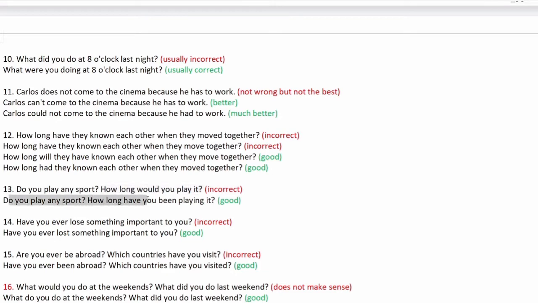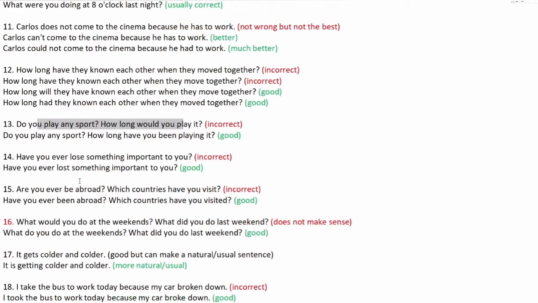So, do you play any sport? How long have you been playing it? Right. For example, the answer can be, yes, I play golf. I've been playing it for 5 years, or I've been playing it since 2020, whatever. With this question you can get a sensible answer, but with the other question you can't get a sensible answer because it doesn't make sense.